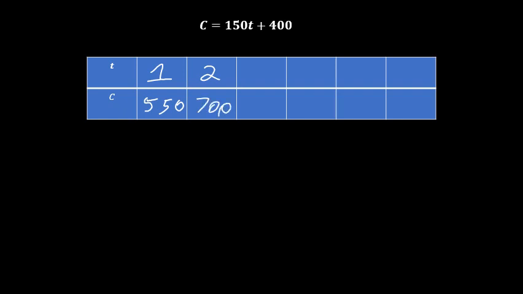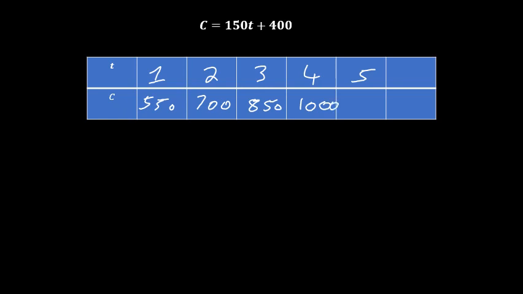And in a similar way, I could continue to go through the whole table. Oops, I raised a bit too much there. So we've got 1 hour is $550, 2 hours was $700, and I could continue to fill that in. 3 hours would be $850, 4 hours would be $1,000, and 5 hours, oh, I left a 0 off there, and 5 hours would be $1,150.